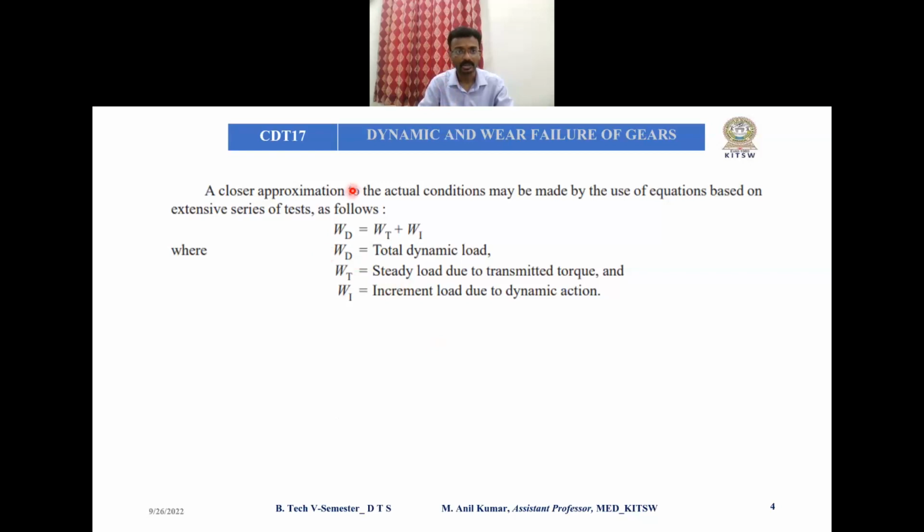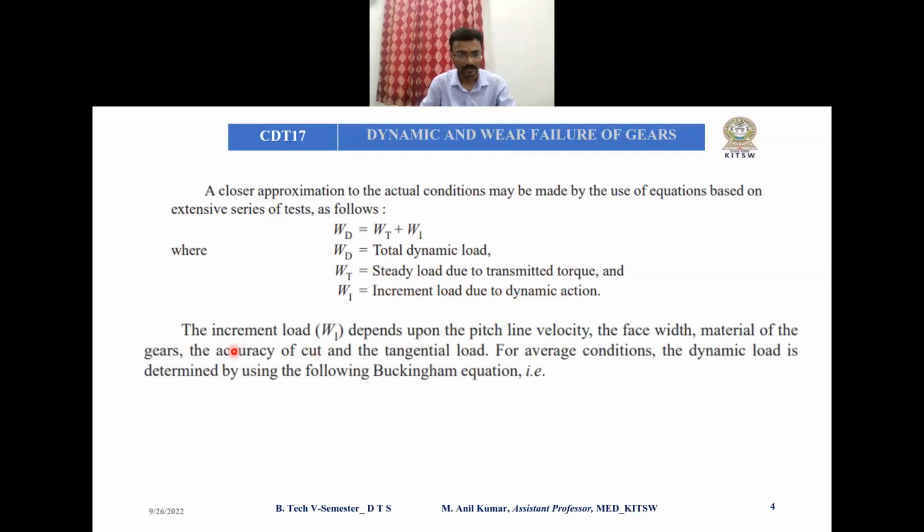Before that, a closer approximation to the actual conditions may be made by the use of an equation based on an extensive series of tests. There are a lot of tests done to derive this equation, that is WD equal to WT plus WI. That is, total dynamic load is equal to steady load due to transmitted torque WT plus incremental load due to dynamic action. That incremental load WI depends on pitch line velocity, face width, material of the gear, accuracy of cut, and tangential load.